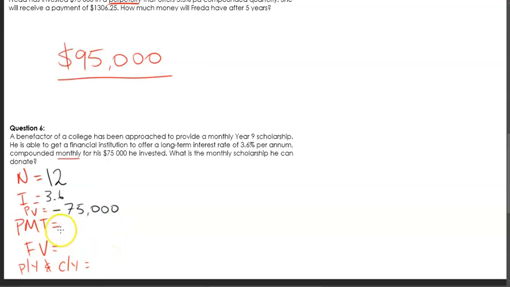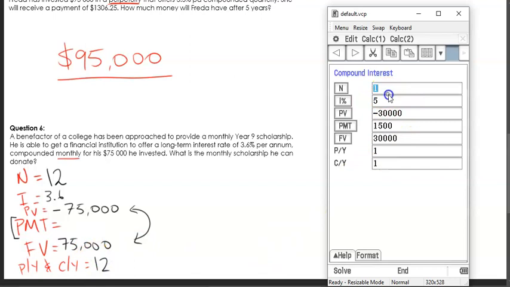The payments that we're going to get at the end of each month is what we don't know, so this is what we're trying to figure out. And then the future value after all of this will again need to remain at 75,000. These two will always be the same, just one will be negative, one will be positive. The PY and CY will be 12. Go ahead and put this into the calculator.